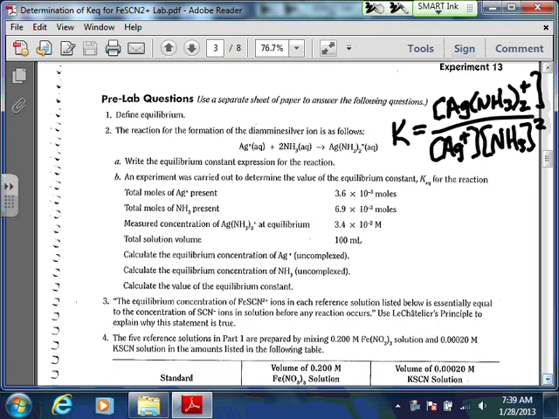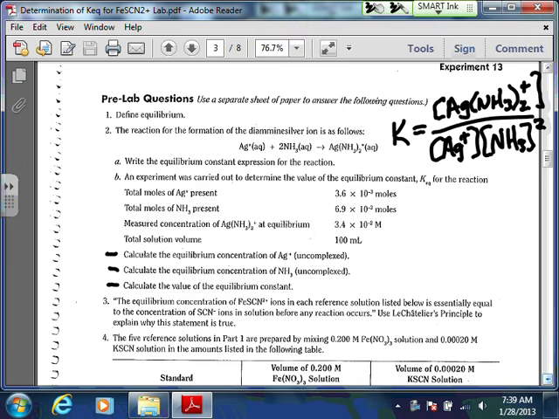Now it says the experiment was carried out to determine the value of the equilibrium constant for the reaction. All right, so basically what we're doing here, and they're not doing a great job of explaining this, but we've got three things that we need to calculate here in this particular question. Calculate the equilibrium concentration of Ag+, the equilibrium concentration of NH3, and the value of the equilibrium constant.